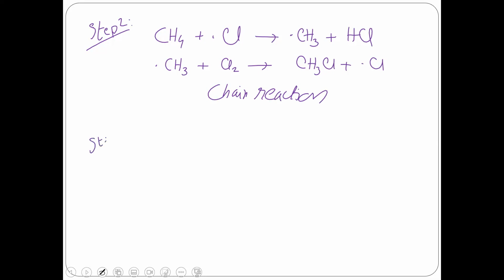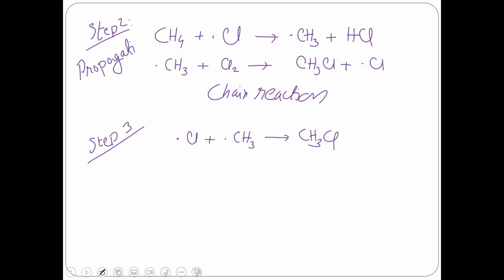And then look at step number 3. How will this process stop? When a free radical comes in front of another free radical, then a neutral molecule is produced. So when two free radicals bump into each other, the reaction stops. Step number 2 is called propagation. Step number 3, where the reaction eventually stops, is called termination. So there are 3 steps.